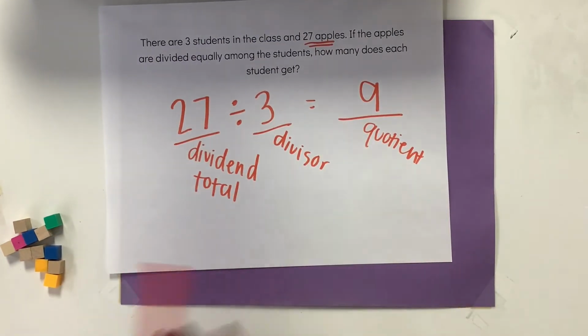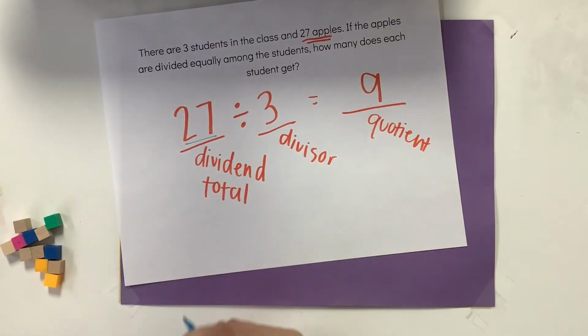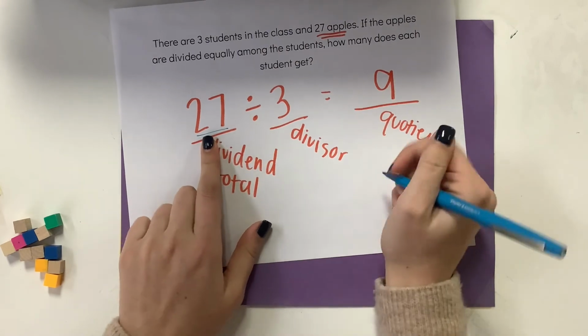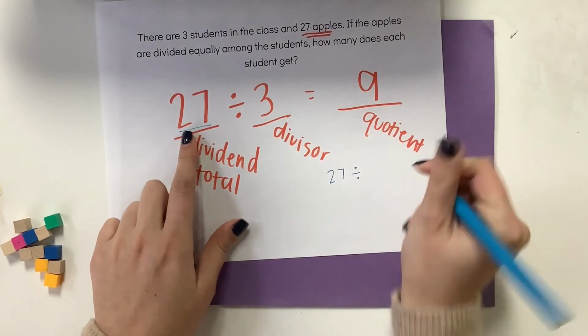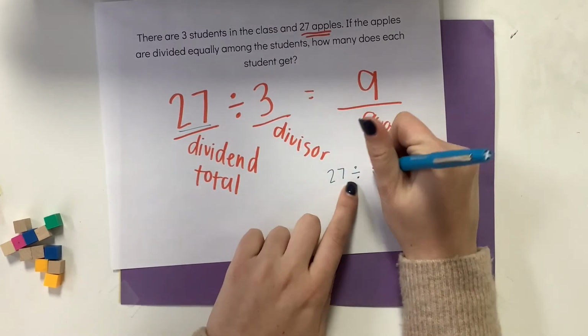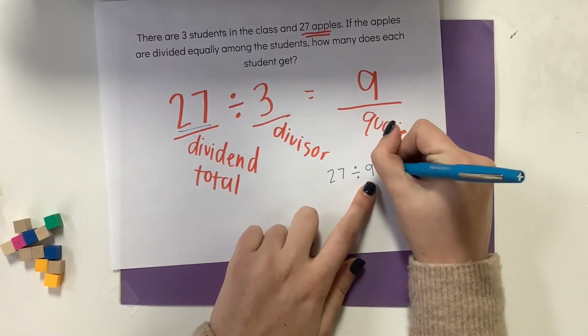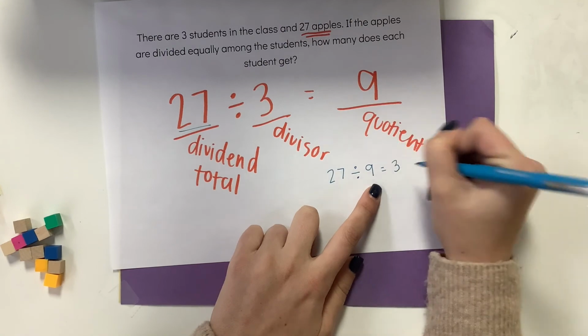Now, let's test that theory here. Notice this should be a fact family, right? So we start with our total and division. So if we want to write another division equation, 27 divided by, we can flip these two. If we divide it by 9, so let's say there's 9 students, each student will get 3 apples.